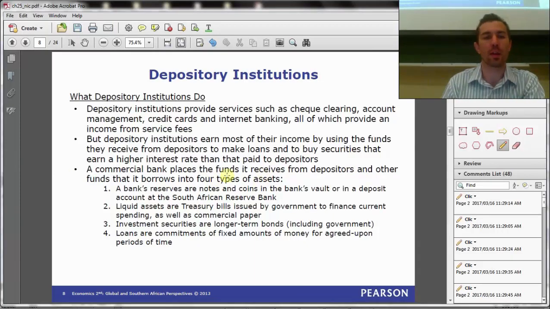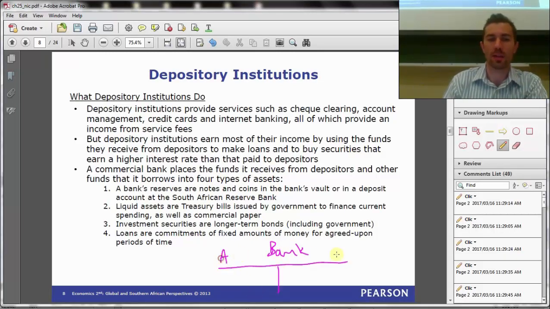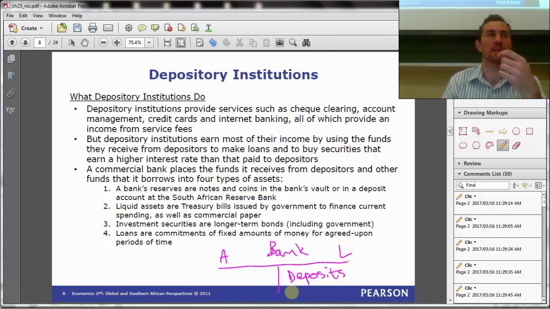In other words, if we're going to look at a bank, it has a balance sheet. A bank, just as any kind of accounting entity, has a balance sheet. It's got assets and it's got liabilities. The liabilities on this side of its balance sheet are primarily deposits. That's mostly what banks have. So, a commercial bank places funds it receives from depositors and any other funds that it borrows. Apart from deposits, there are other kinds of short-term liabilities that people can have with banks. But we'll just focus on deposits.